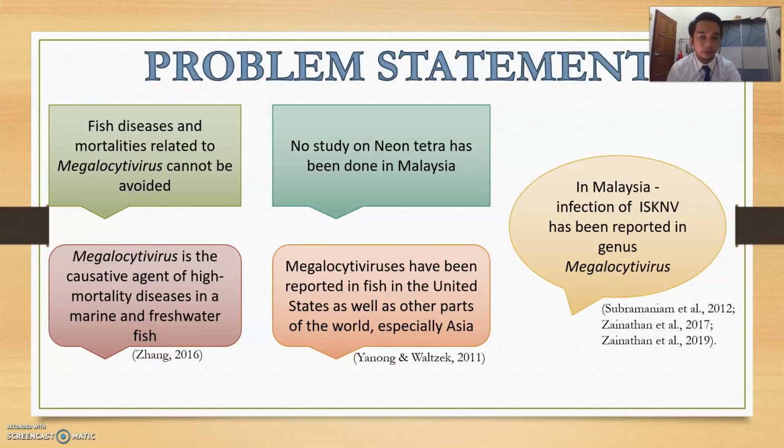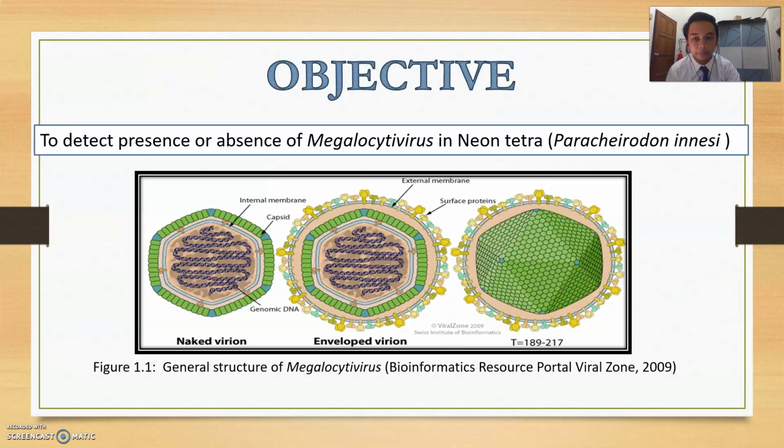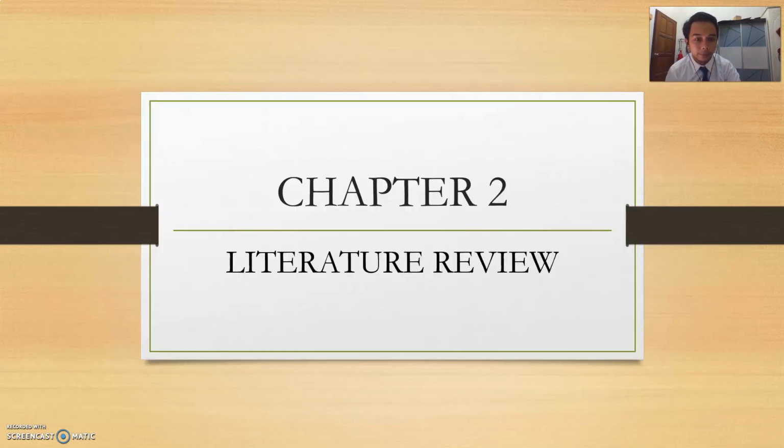No study on Neon Tetra has been done in Malaysia, and in Malaysia, infection of ISKNV, of the genus Megalocytivirus, has been reported. The objective of this study is to detect the presence or absence of Megalocytivirus in Neon Tetra. As you can see from figure 1.1, it is the general structure of Megalocytivirus.